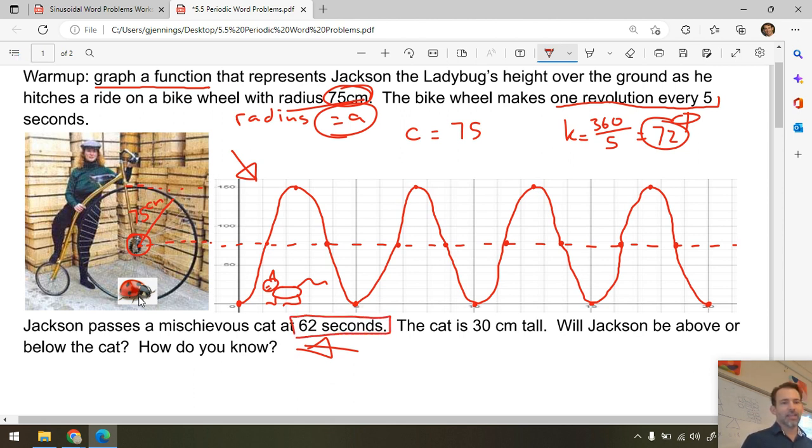Jackson's going to pass the cat at 62 seconds. Will Jackson be in danger or not in danger? Not in danger. How do you know this, Malcolm? Because if we say 62 seconds is just past half, he's still not in danger.